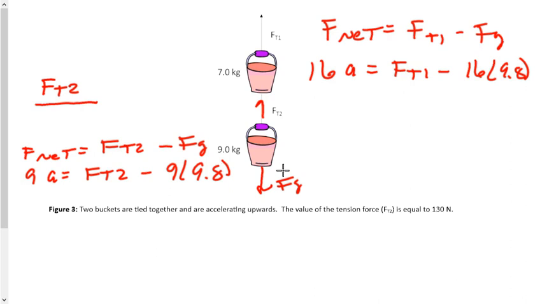Okay, so there you have it. Force tension 2 is only pulling up 1 mass, so that's why there's only 9 here. But force tension 1 is pulling up 2 masses, so that's why we have both of those things added together.